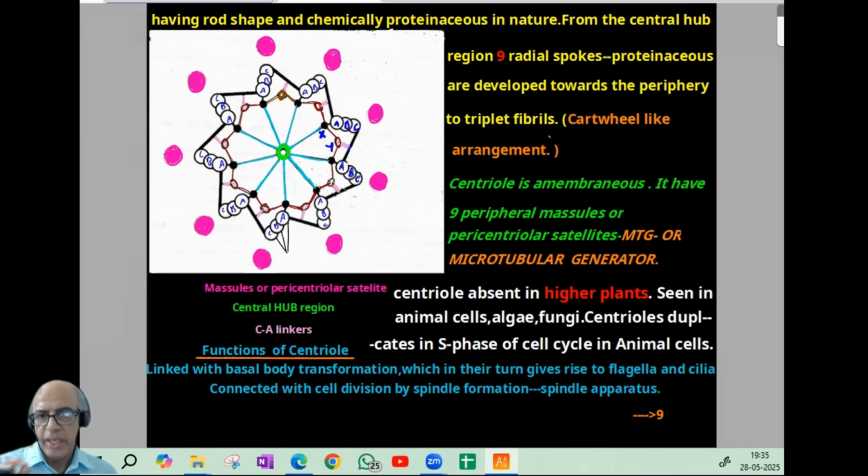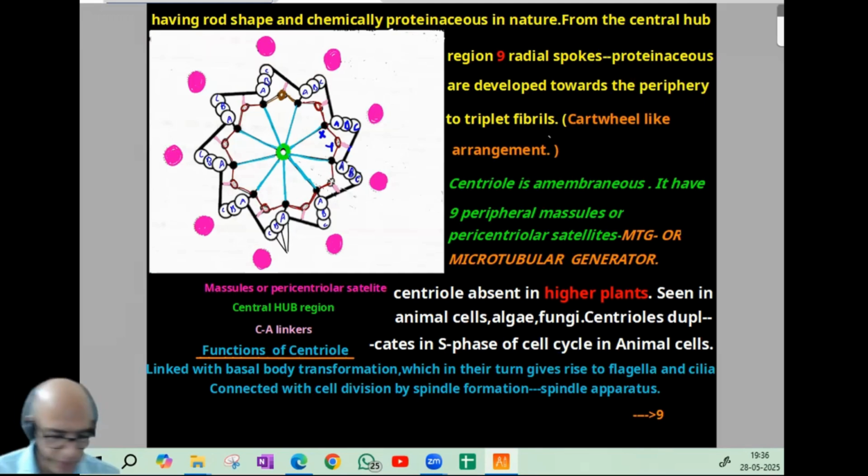The centriole is not a membranous structure, there is no membrane. It has 9 peripheral massules. These are the massules, 9 of them, or pericentriolar satellites. In short form they are called MTOC, or microtubular organizing centers. The centriole is absent in higher plants. It is seen in animal cells, algae, fungi. And in the cell cycle we studied, the centriole duplicates in the S phase of the cell cycle in animal cells. The centriole is predominantly seen in animal cells.